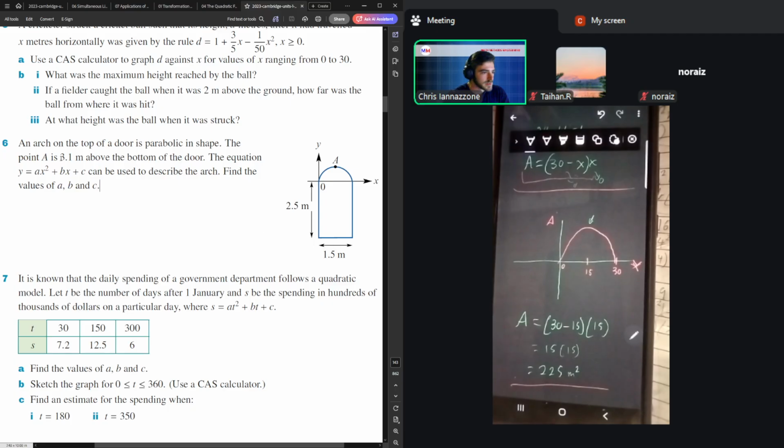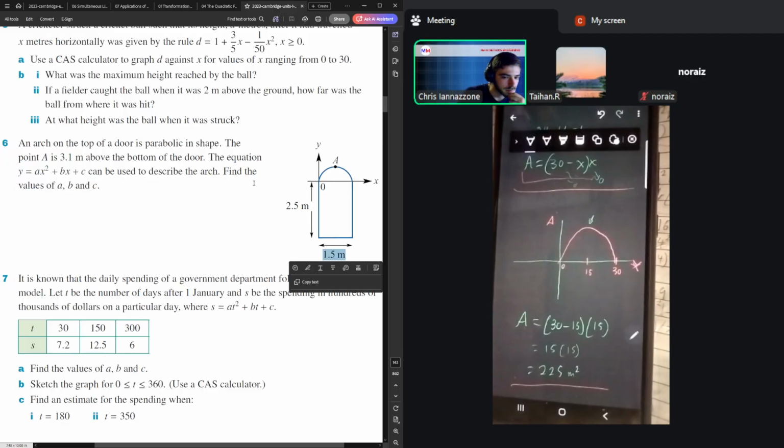We're told a few key features. So point A is 3.1 meters above the door. So for instance, from A to the absolute floor of that blue picture is 3.1. We're told this has a length of 2.5, this has a width of 1.5, and we're going to use all those measurements to try and get the equation of the parabola. Now that's specifically this thing up the top here on the textbook. It's that part of the picture.